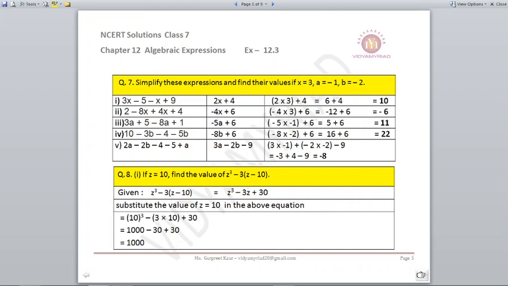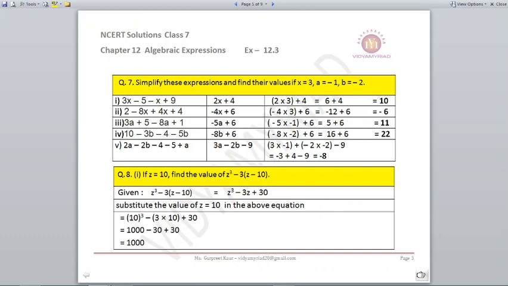Next, 2a minus 2b minus 4 minus 5 plus a. Now solve it. It gives you the expression 3a minus 2b minus 9. Now put the value of a and put the value of b. You will get your final answer as minus 8.